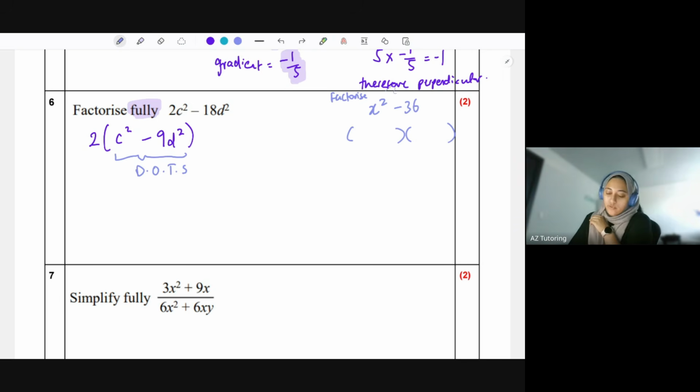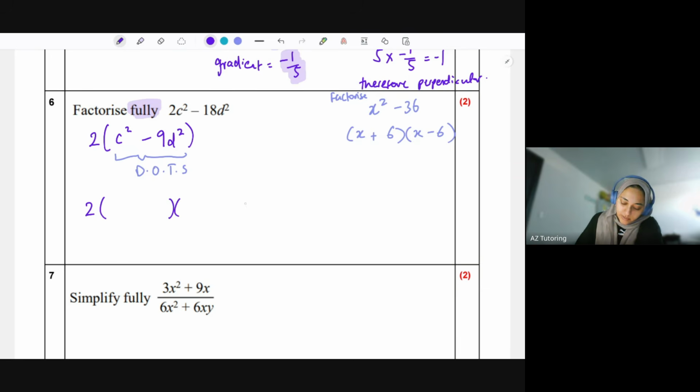What you do is you square root the first term. So the square root of x squared is x. And the square root of 36 is 6. And then you put a plus in one and a minus in the other. It doesn't matter where you put the plus or minus because (x + 6)(x - 6) is the same as them two swapped around as well. So that's difference of 2 squares. That's what I've spotted here in the middle.